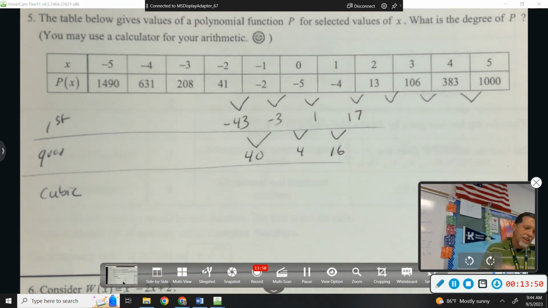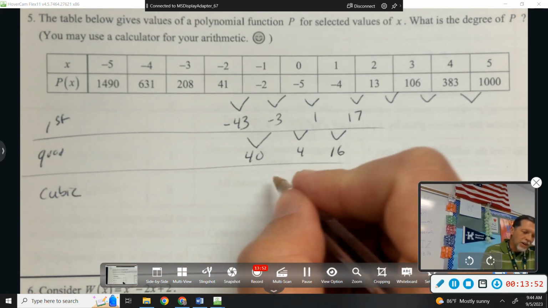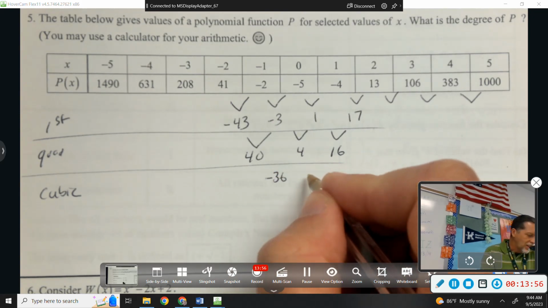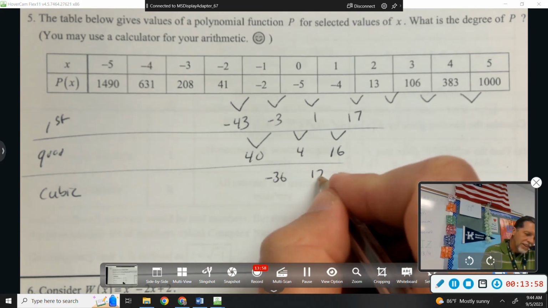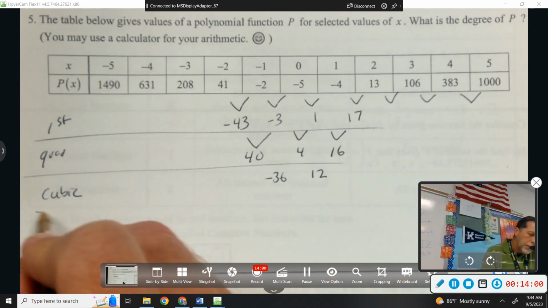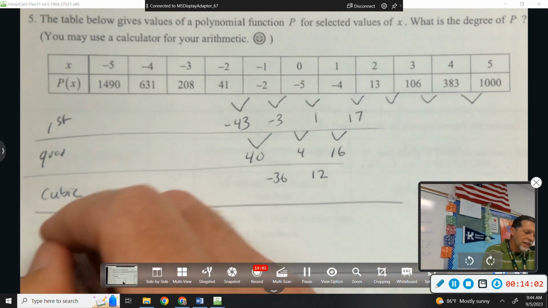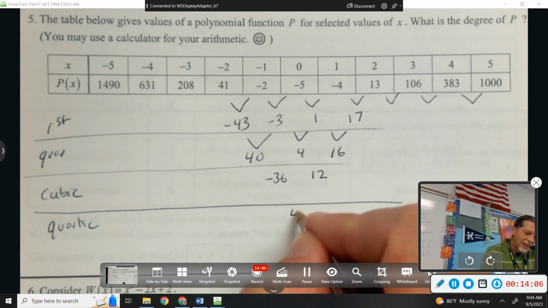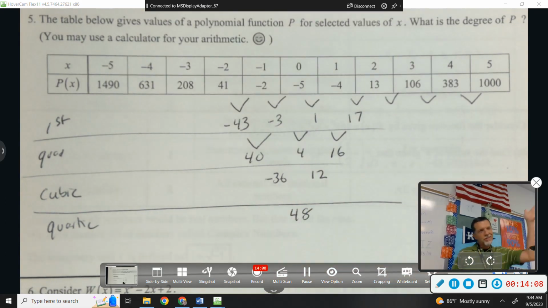Cubic. Not cubic, because that's down 36 and up 12. And I won't know if it's quartic because all I've got is one answer. Right, I'm up 48. So I need one more sort of diagonal coming in there to see if those match.